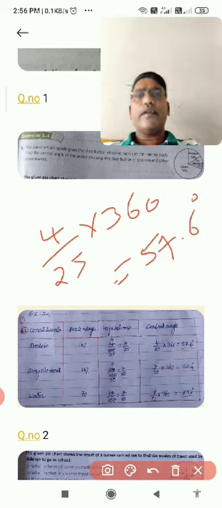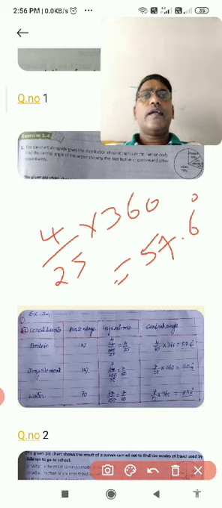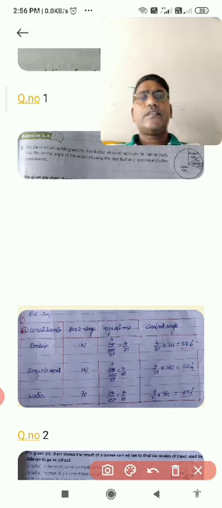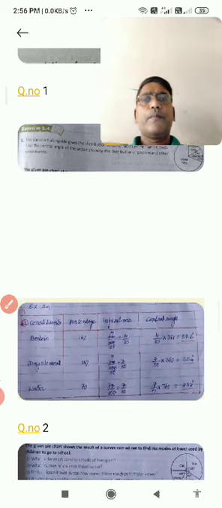Clear to you? I will show one example also at the time of construction of the pie chart. I think it is clear to you how to find the central angle, how to find the fraction, how to convert percentage into fraction, then central angle. Clear to you? This is one best model for you.